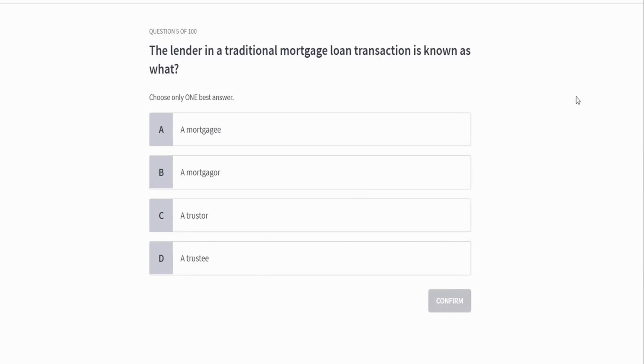All right. So number 5 is the lender in a traditional mortgage loan transaction is known as the what? And it gives us 4 options. A, mortgagee, B, mortgagor, C, a trustor, or D, a trustee. So like always, I'm going to give you guys an opportunity here to come up with your answer starting now.